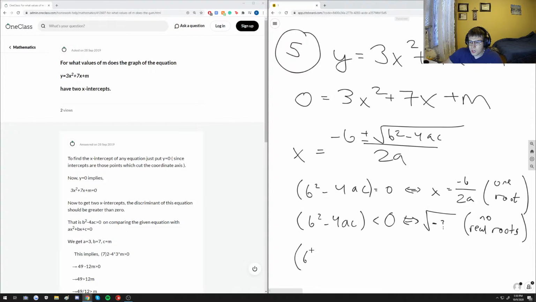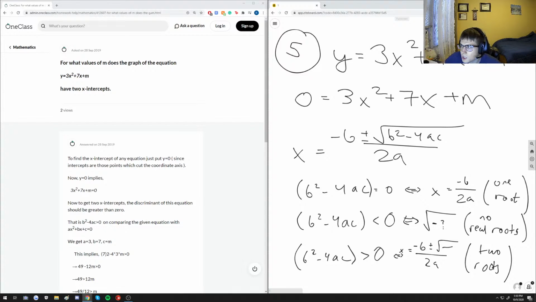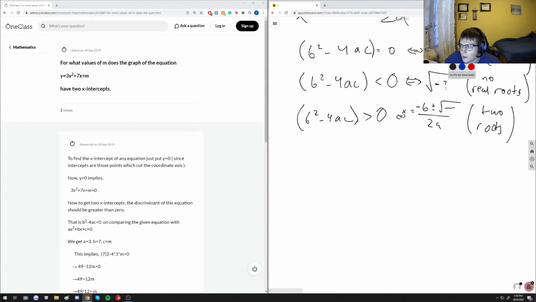The only other possible case left is that b squared minus 4ac is greater than 0, right? Because then your roots are going to look like x equals minus b plus or minus the square root of some number that's not 0, because we already went over this case, over 2a. And this plus or minus here is going to give us 2 roots. And this is precisely the case we're looking for. We're looking for the case of 2 roots.